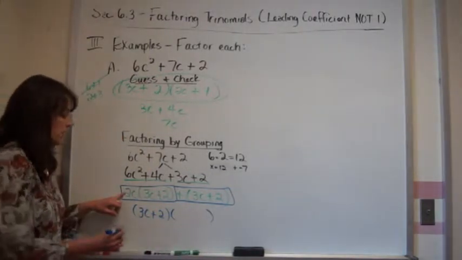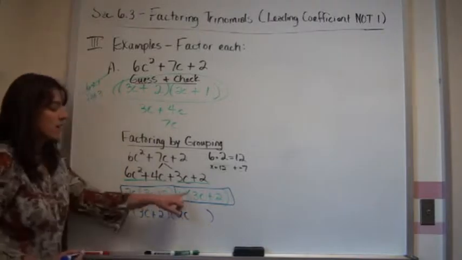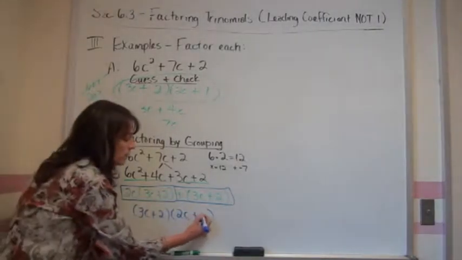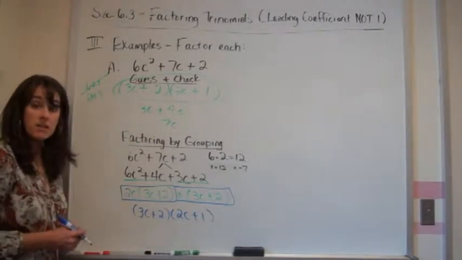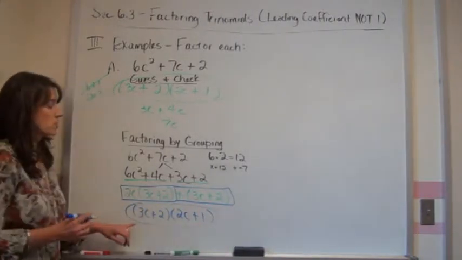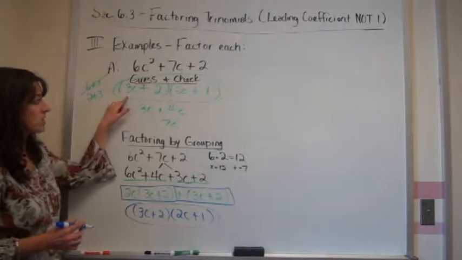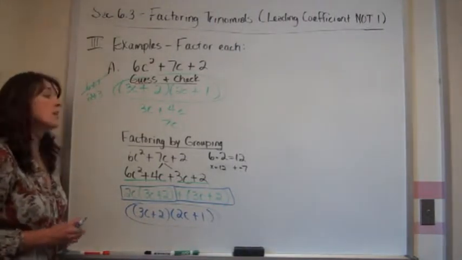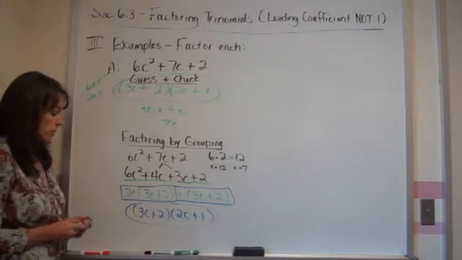Divide that 3c plus 2 out of here, I'm left with a 2c. Divide that 3c plus 2 out of here, I'm left with a 1, because something divided by itself is just a 1. This is my factored form. And notice that what's circled in blue here is the very same thing that's circled in green up there. So that's how factoring by grouping works.